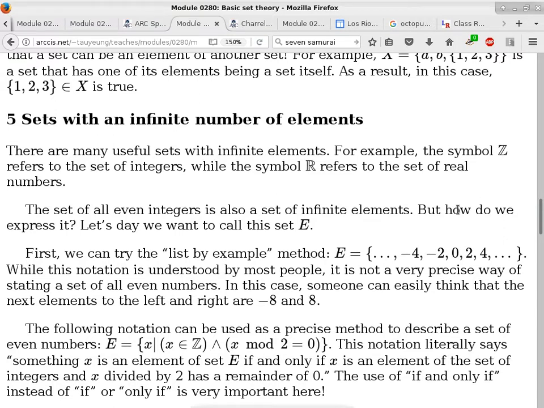Okay. All right. So section number 5 talks about what we do when we know a particular set has an infinite number of elements. In other words, what if we want to have a set of all the even numbers? You cannot list all the even numbers because there's an infinite number of those. So maybe we can just do it this way: dot dot dot, and then -4, -2, 0, 2, 4, and then dot dot dot again.